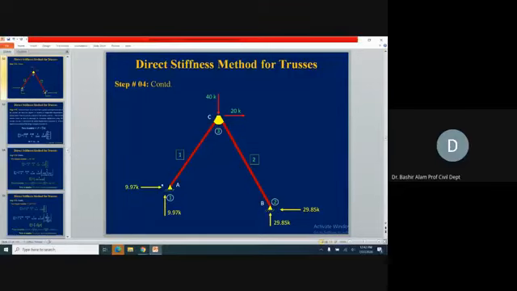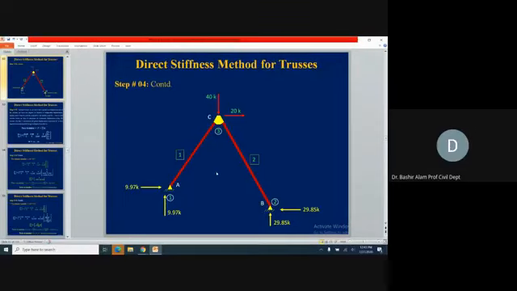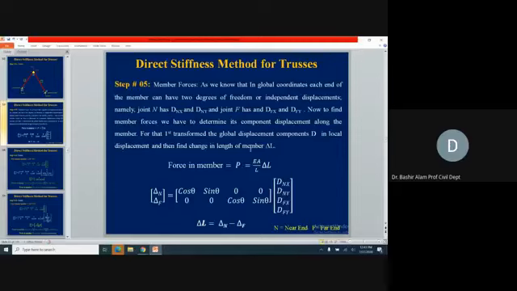Somehow, if we can find out the axial increase or decrease in this member 1, and similarly the difference in this length, we can find out the forces. Already we know the global displacement at these joints, so we can transform them into the local displacements. And that way, if we find the difference of these local displacements, we find the change in length. So next, again you see here the same process.